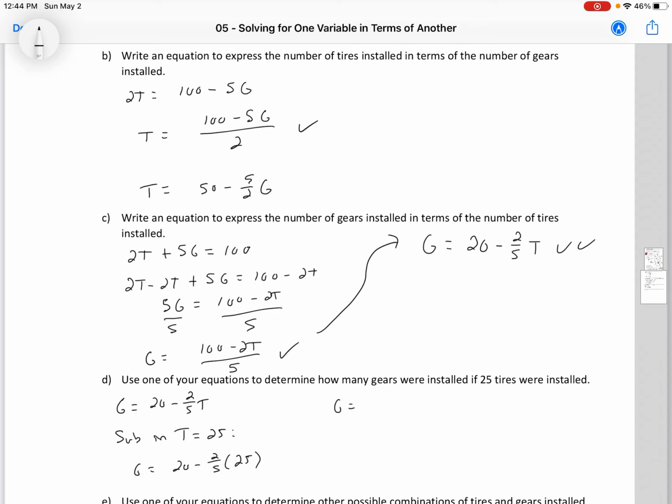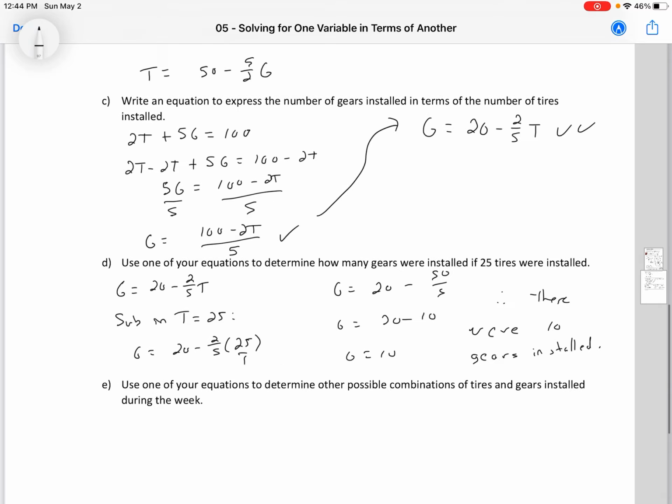And then G equals, let's see, put the 25 over 1. So I get 20 minus 50 over 5. G equals 20 minus 10. G equals 10. Therefore, there were 10 gears installed.